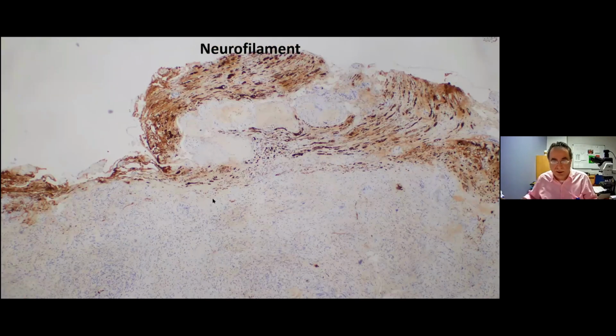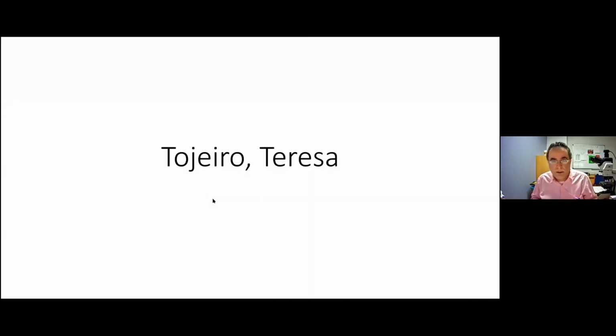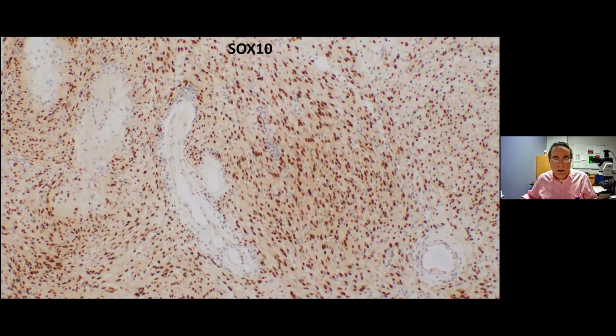This is a low magnification of the same image. Another stain that we use is SOX10, which is a stain for every single tissue derived from neural crest, whether it's melanoma or schwannoma or anything. So this one just tells us this is a neural process. So this is a schwannoma, WHO grade 1, with cystic degeneration.